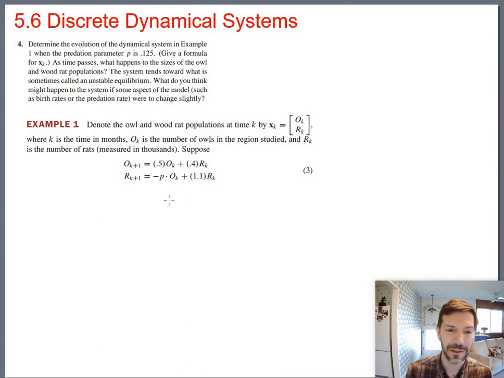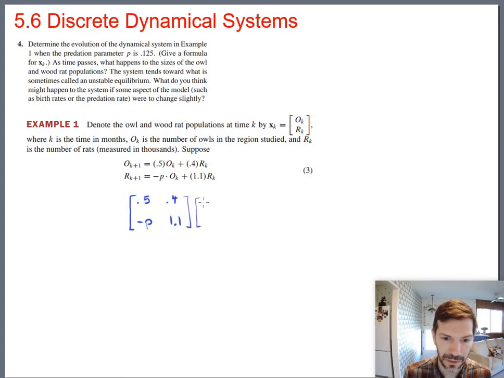Okay, so let's take a look at what we've got here. This is the transition matrix. It's not exactly in matrix form, but let's put it in: 0.5, 0.4, negative p is the constant there, and 1.1, times the owl and rat populations. I don't like that. Oh, that looks like a 0.